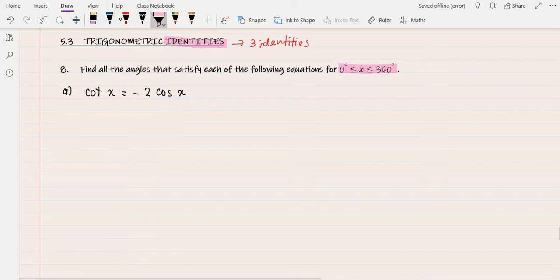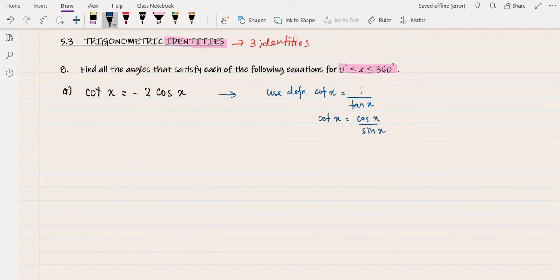Do take note, we have the equal sign there, and the first step that we can use is we need to change this equation into a simpler form. So how do we do that? We need to use the definition for cotangent. So we have two definitions for cotangent of x. The first one is 1 over tangent of x, and the second one is cot x is actually equals to cos x over sin x.